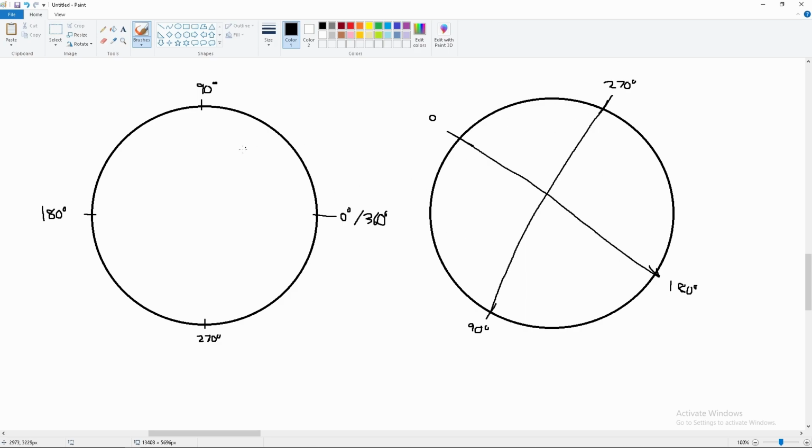But it doesn't matter on any circle. There are 360. That is a 0 line. There are 360 of these lines inside of a circle. And those lines are measured in degrees. So there are 90 of those lines.